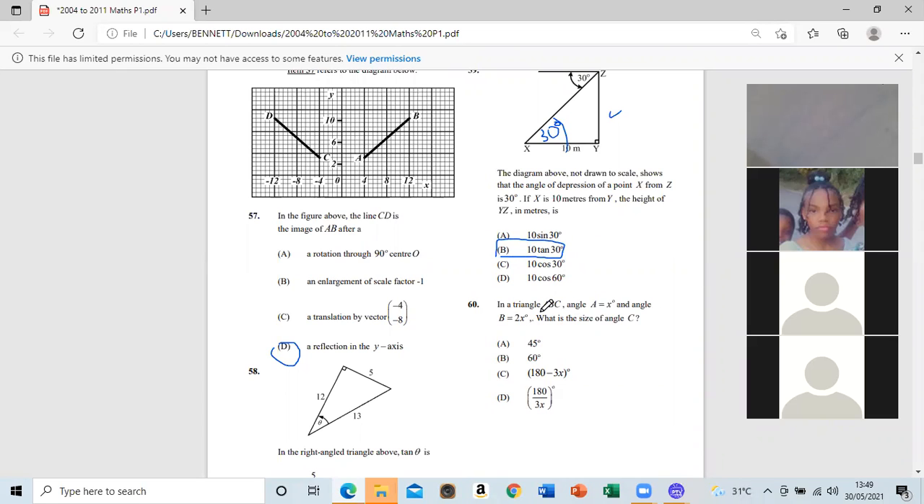In a triangle ABC, angle A is equal to x and angle B is equal to 2x. What is the size of angle C? Sir, C. C, thank you. Remember, you just add them and it comes to 180. So 180 minus those two, and we're done.